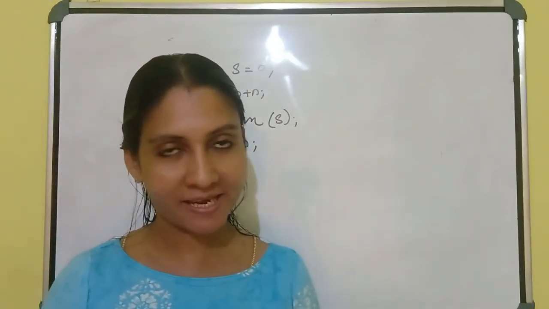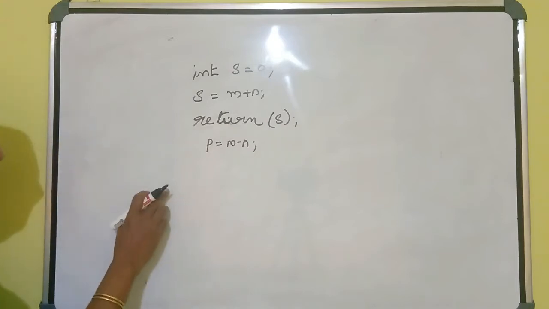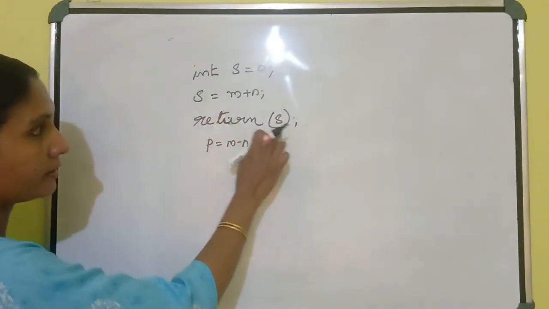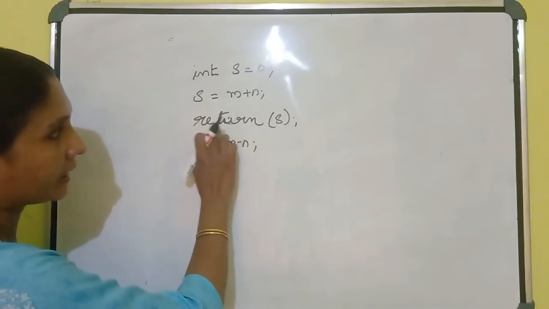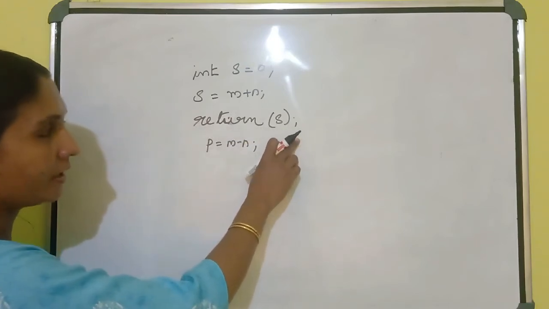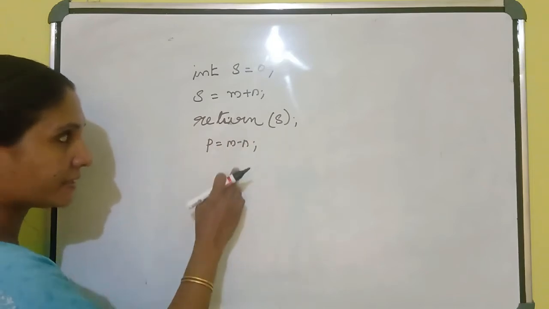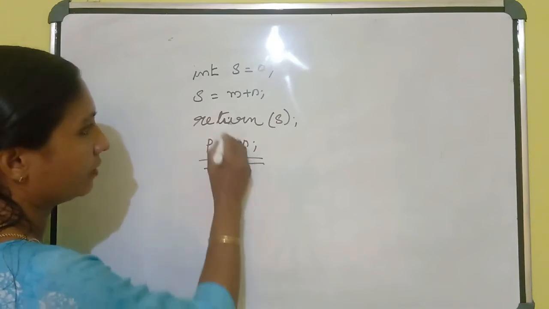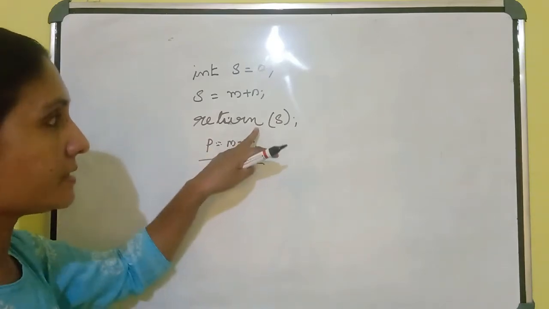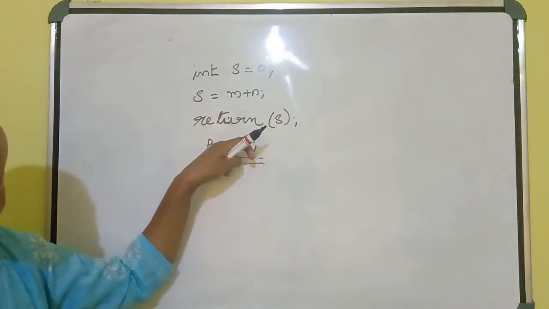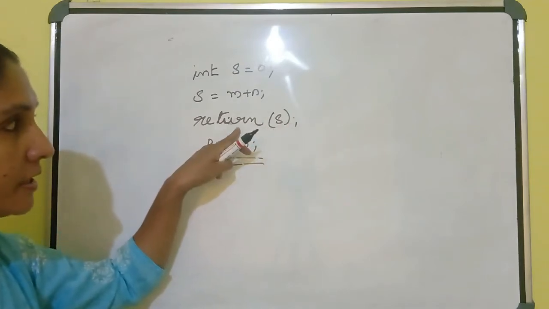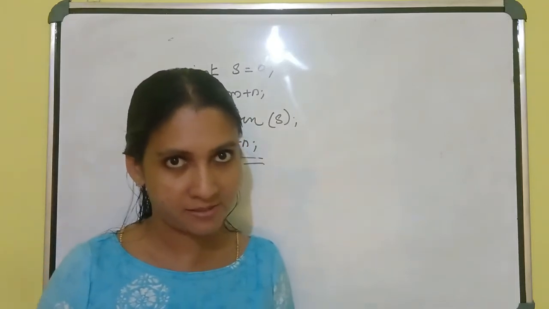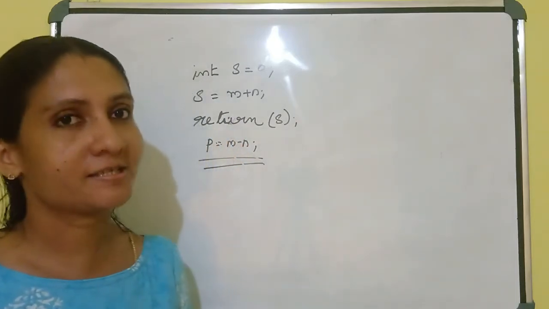Let's consider one example. Int s is equal to 0, s is equal to m plus n. After that, I have written one statement, return s. If you write anything after this return statement, it will not work, because this is the final statement of a function. After this return statement, don't write any other statements. This is the first rule of the return statement.